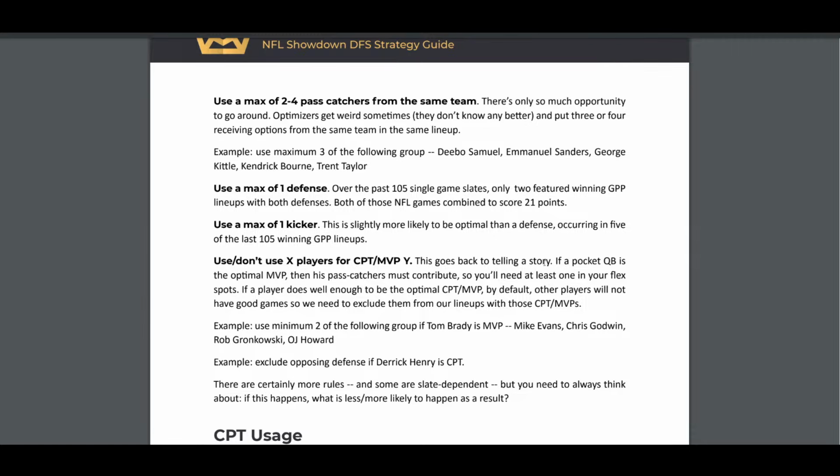Large field is what everyone is here for most of the time. The largest GPPs: how to build 20 max, 150 max, or a single bullet for the 500K to first on DraftKings, 100K to first on FanDuel.